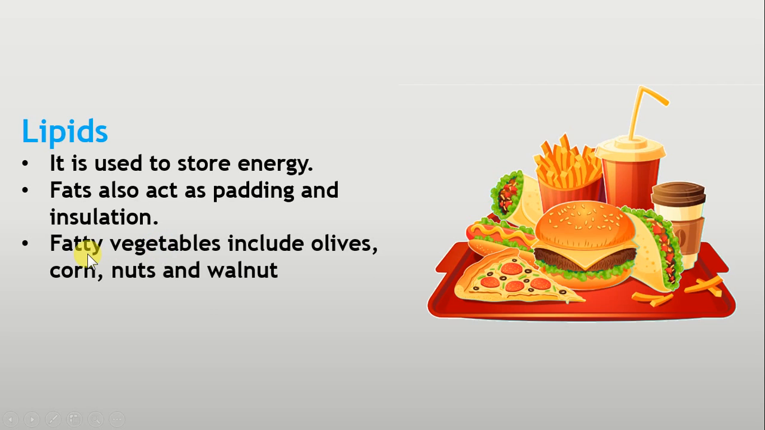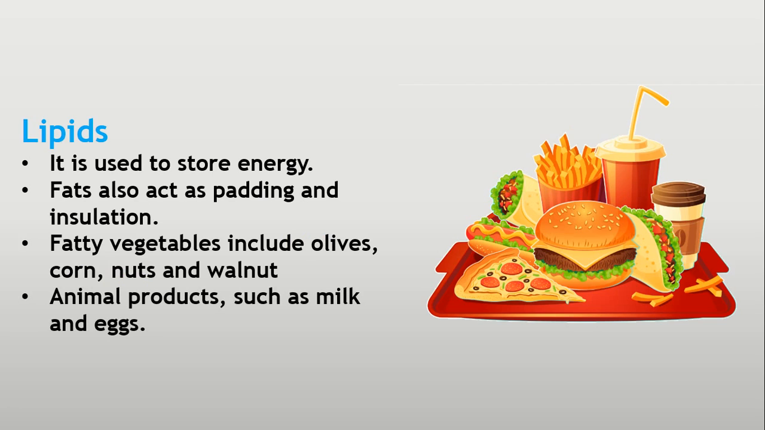There are different kinds of fruits and vegetables rich in fat. Some of them include olives, corn, nuts, walnut. In Tajikistan we have cotton. Also there are some animal products such as milk and egg. They are rich in fat, and we also call it adipose.